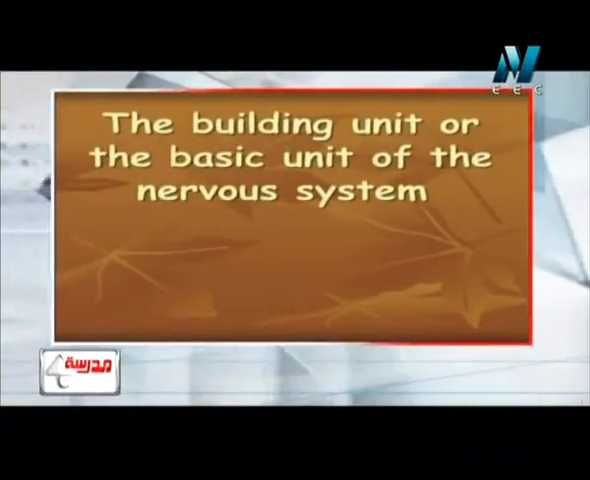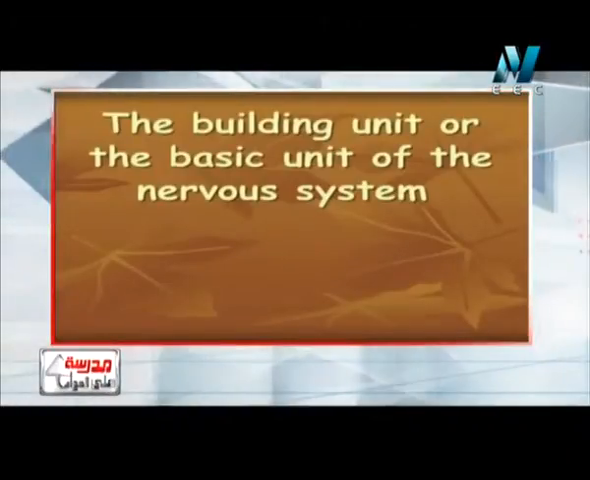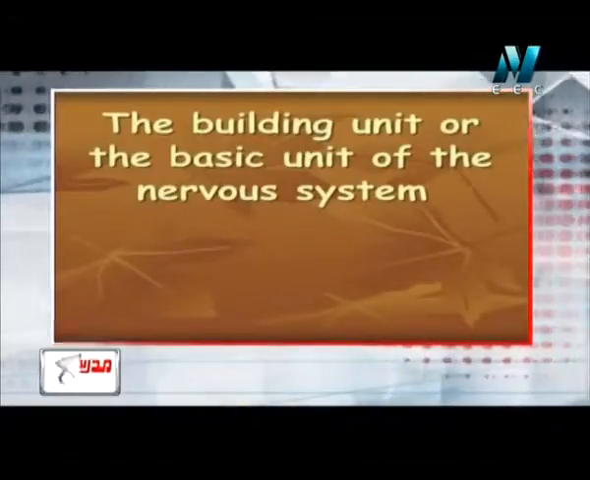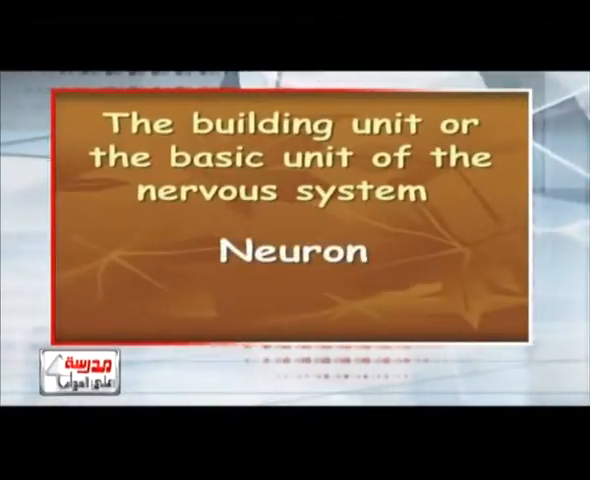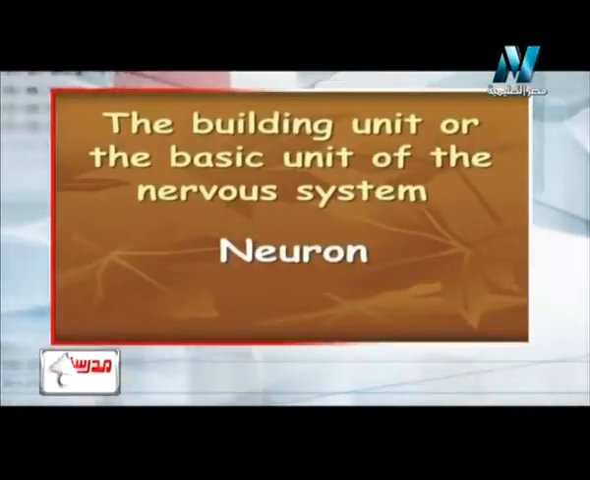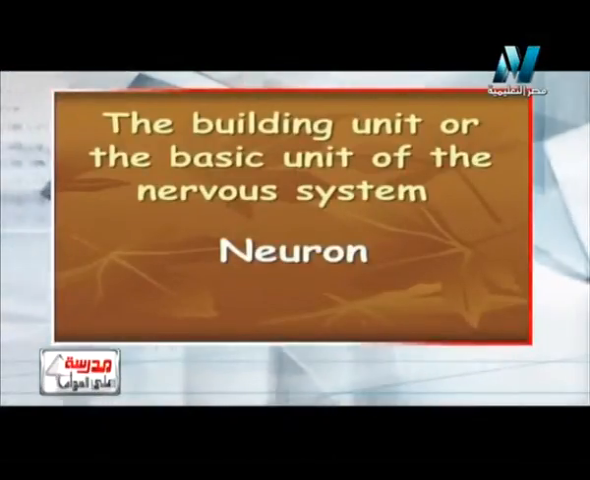The building unit or the basic unit of the nervous system. I think it will be the neuron or the nerve cell. And also we know that the neuron or the nerve cell contains two members, which are the cell body and the axon.